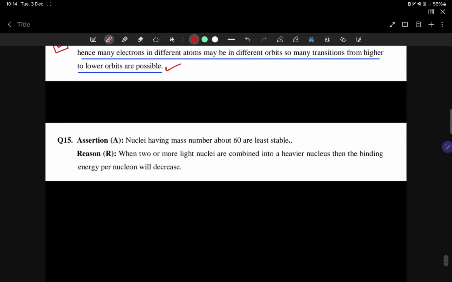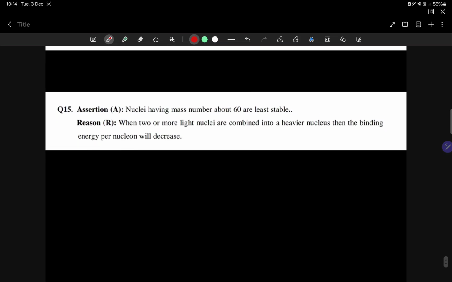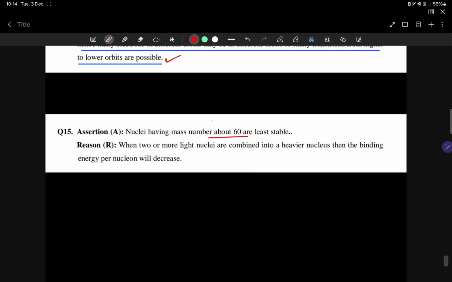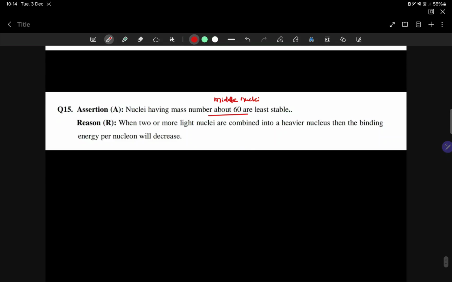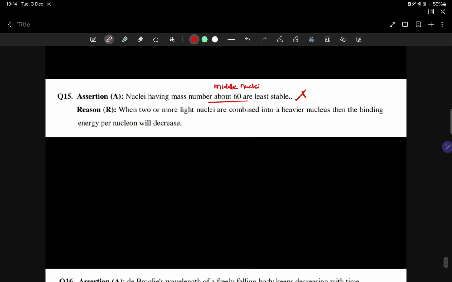Then question number 15. Nuclei having mass number about 60 are least stable. Mass number 60 means it is representing which nuclei? Middle nuclei, and middle nuclei are stable. So this is wrong. And in the reason it is written, when two or more light nuclei are combined into a heavier nucleus, then the binding energy per nucleon will decrease.